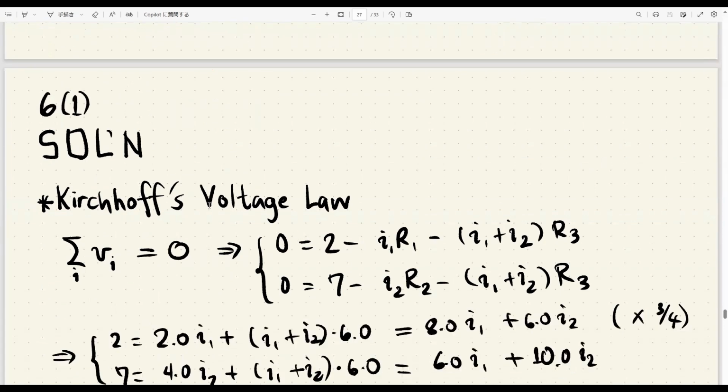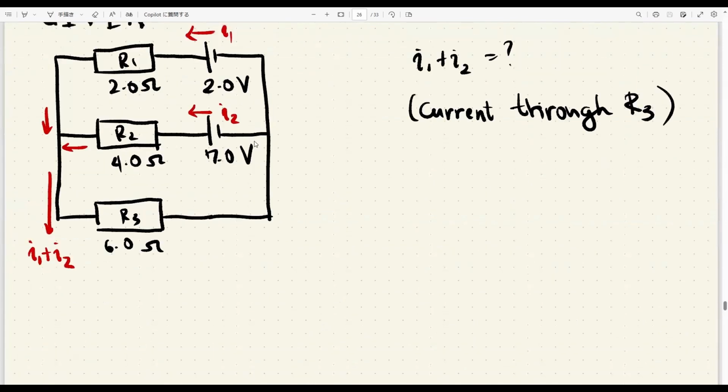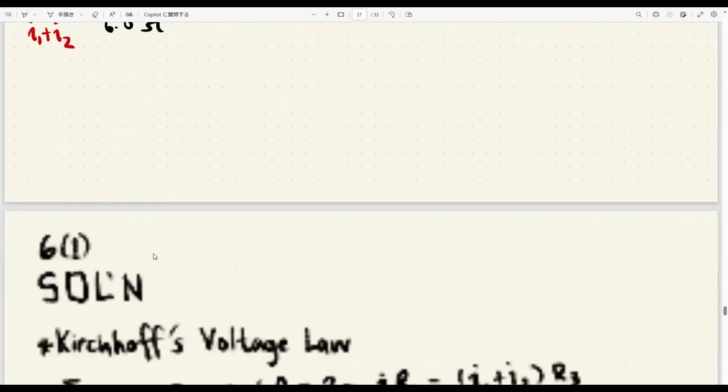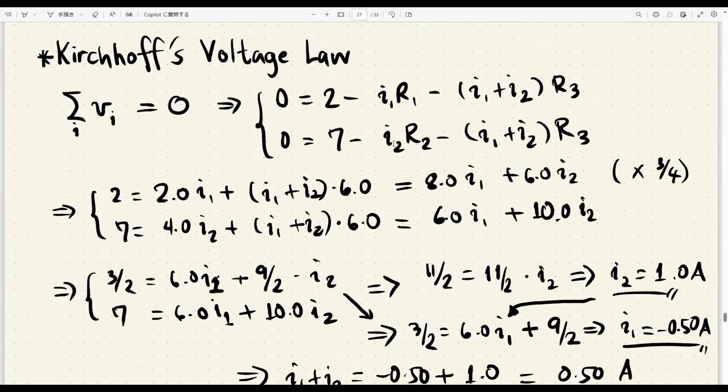The second equation is obtained from the second loop. Remember, the second loop that we chose is this one here. It goes through this voltage source. So you get 7 volts minus the voltage drop across R2, which is I2 times R2, minus the voltage drop across R3, which is I1 plus I2 times R3, which is 6 ohms. And that should be 0. Again, we write it here.